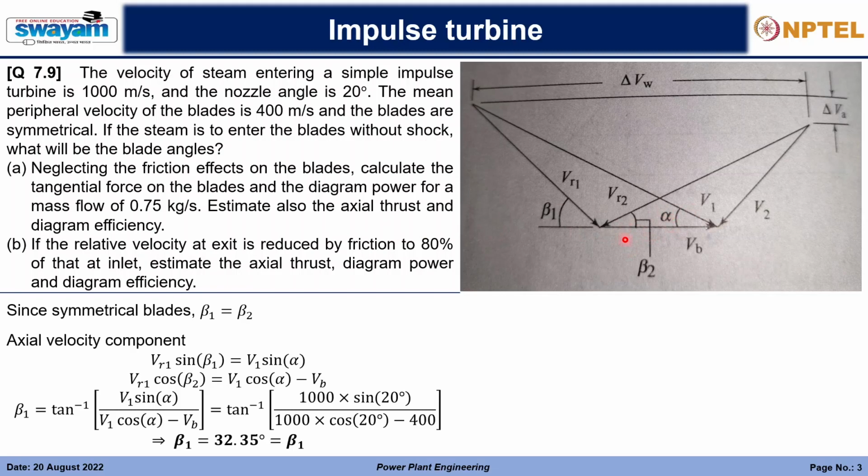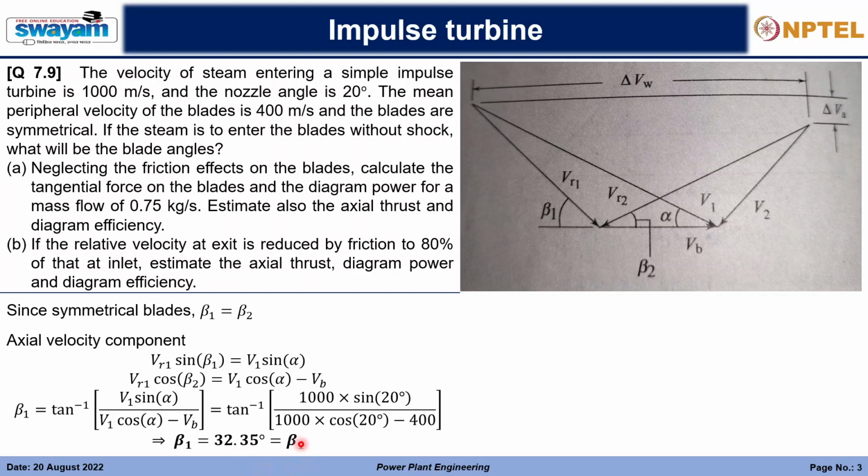If we subtract the value of vb, we will get this particular vector, vr1 cos beta 1. So this is the thumb rule that is basically used to calculate the value of beta 1, and from beta 1 we will calculate the value of vr1 and other quantities, because that is unknown. We know the v1 and the vb and the alpha also, because these are the design parameters. Then we calculate the value of beta 1, it is coming to be 32.35.